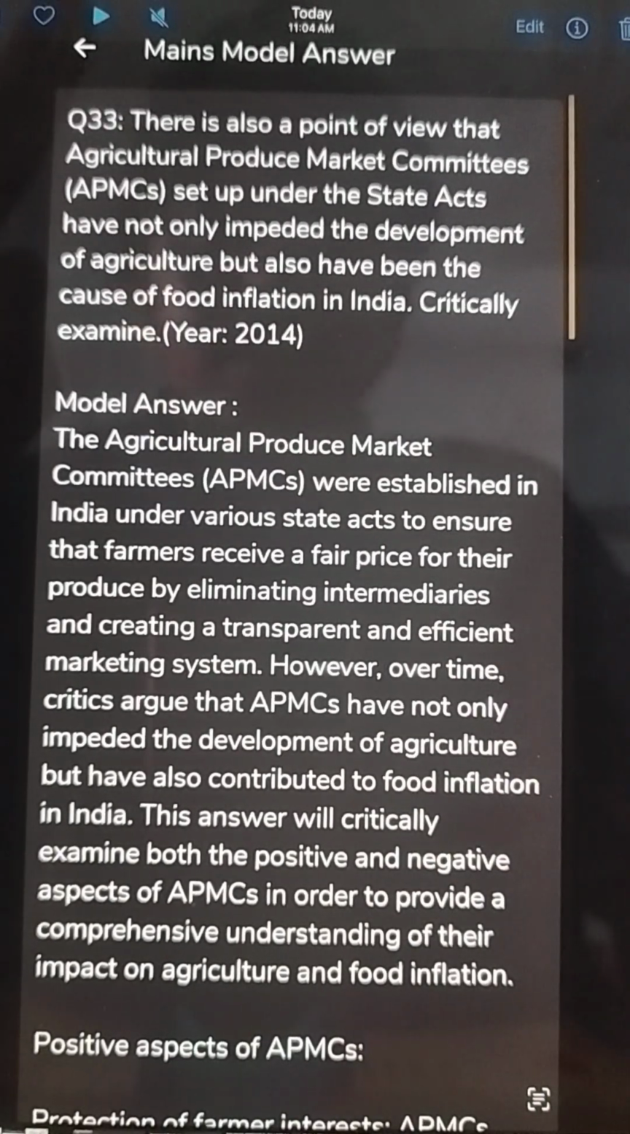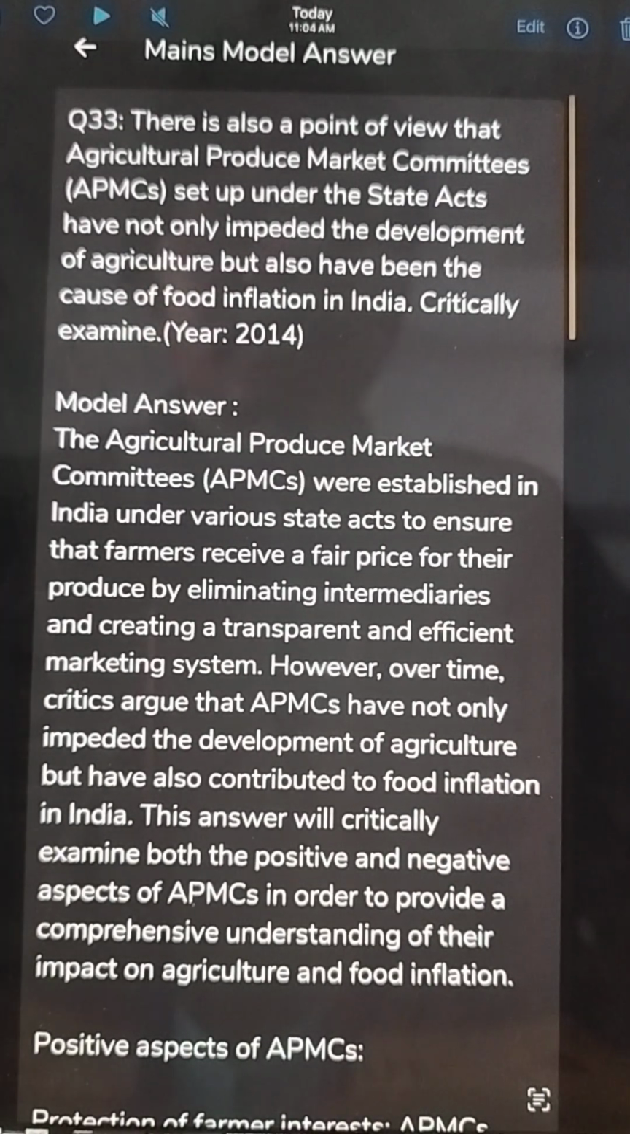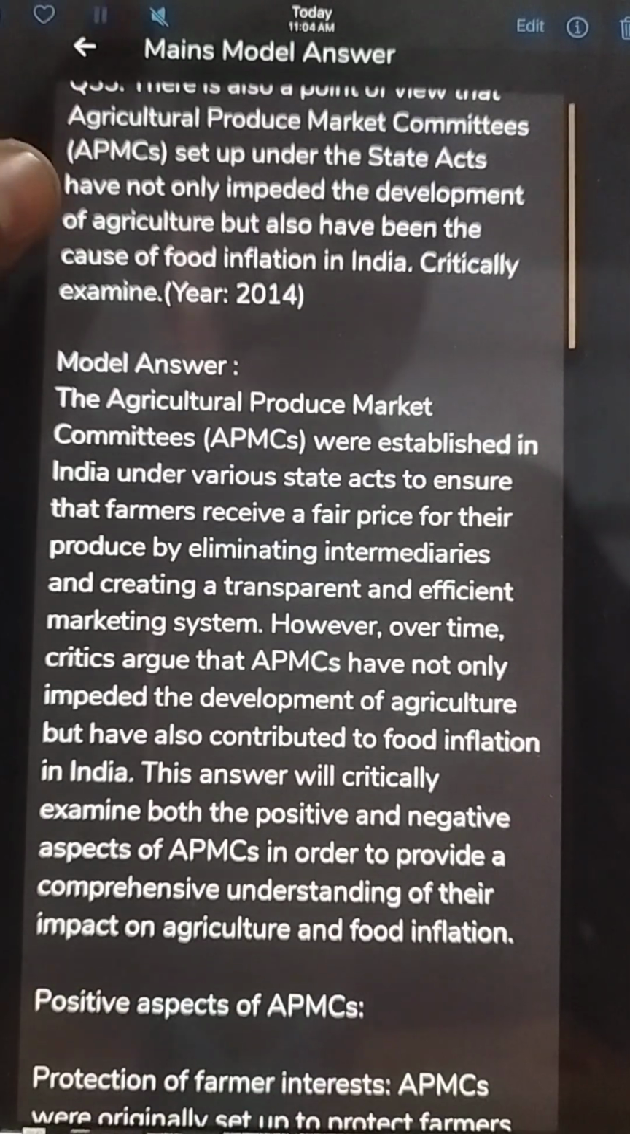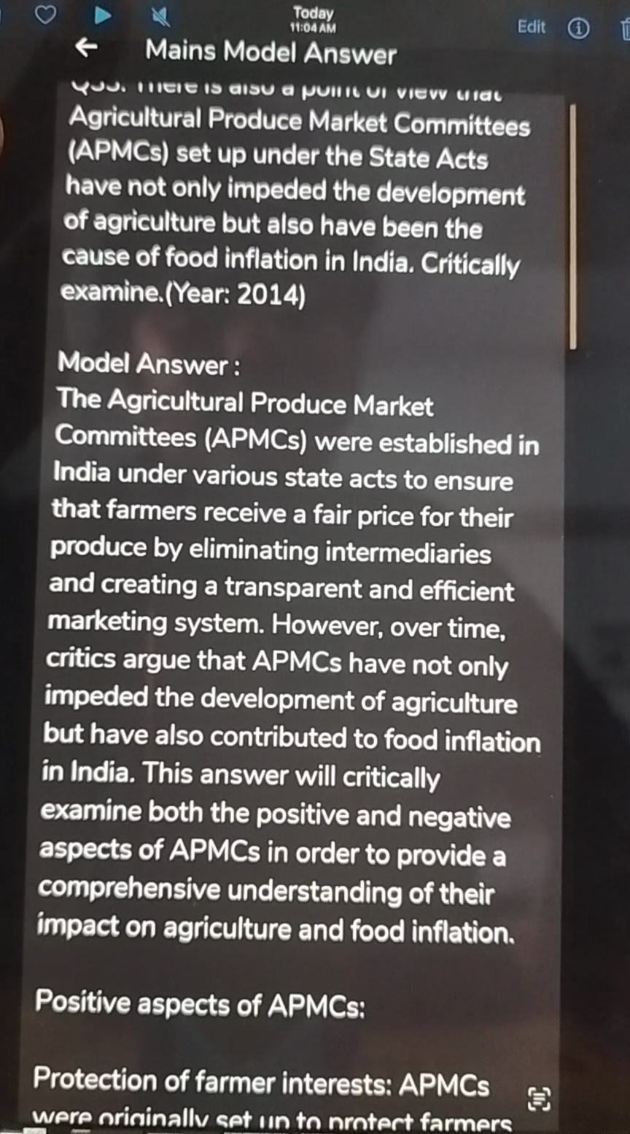Next question. There is also a point of view that agriculture products marketing committees set up under the state acts have not only impeded the development of agriculture but also have been cause of food inflation in India. Critically examine. The agriculture produce marketing committees were established in India under the various state acts to ensure that farmers receive a fair price for their produce by eliminating intermediaries and creating a transparent and efficient marketing system.